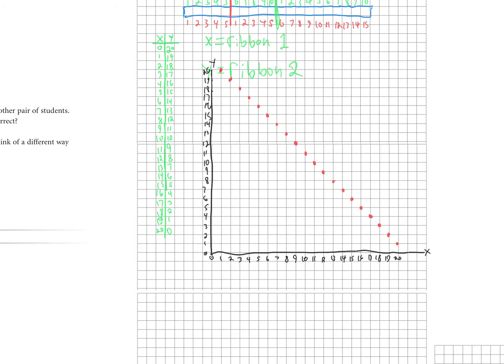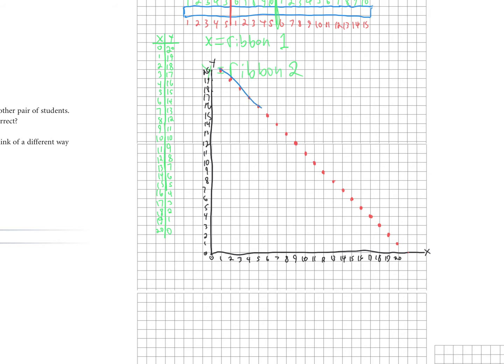So you can see this is forming a straight line: as x increases, y decreases. But we could also view it as, sorry, as x decreases, y increases. So here we have our line, and what I'm going to do is take these points and join them.